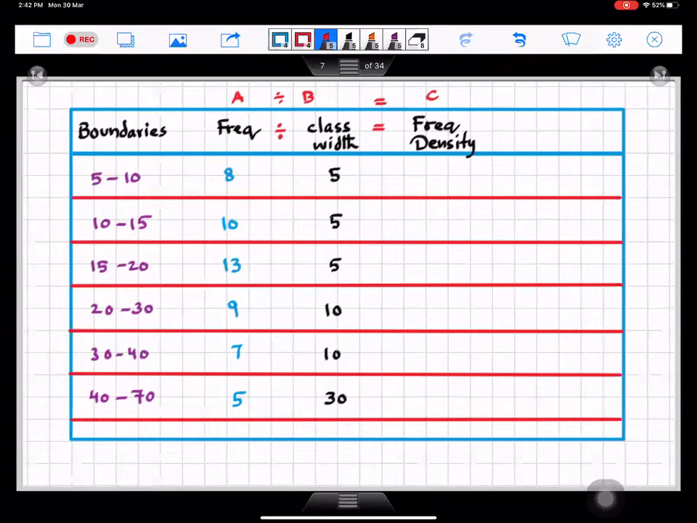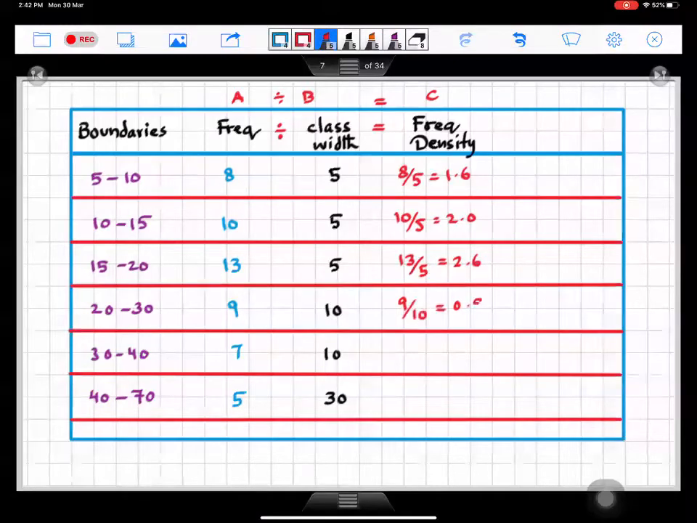Now 8 divided by 5 is 1.6. 10 divided by 5 is 2.0. 13 divided by 5 is 2.6. 9 divided by 10 is 0.9. 7 divided by 10 is 0.7. And 5 divided by 30 is 0.2. Check my calculations again. This thing is done.